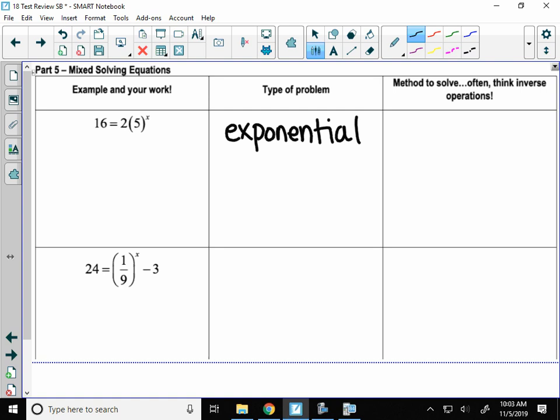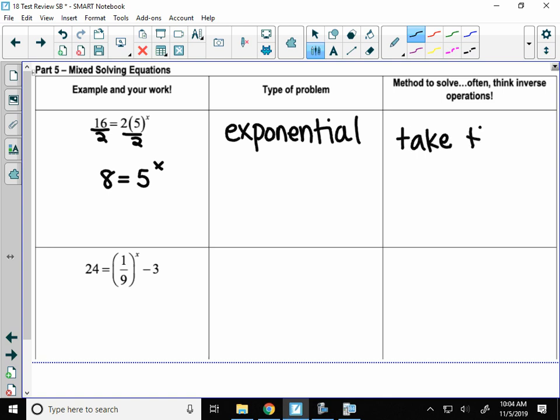Now, we don't know yet the method to solve, meaning if it's an exponential, the only two methods we can use are either to use a logarithm, to take the log of both sides, or to use common bases. We don't know yet, so we kind of have to start this problem until we can figure out for sure. So how would you start solving this then? Divide by 2. When you divide by 2, you get 8 equals 5 to the x. Now, can you use common bases there, or do you need to use a logarithm? Logarithm. So the method to solve here is going to be take the log.